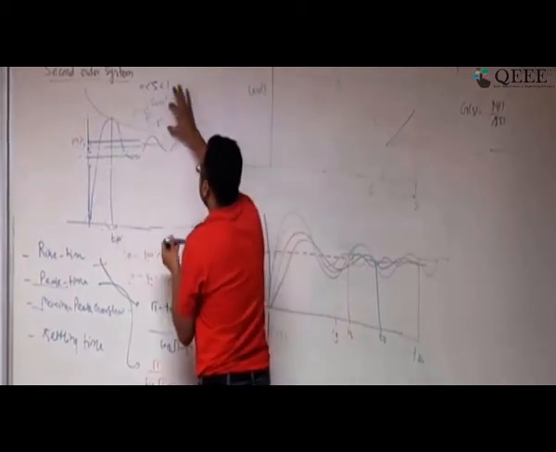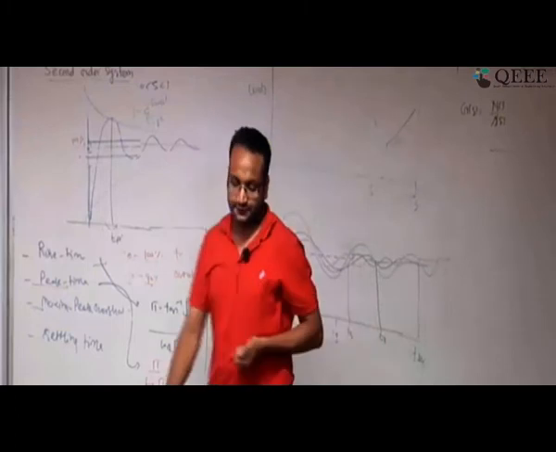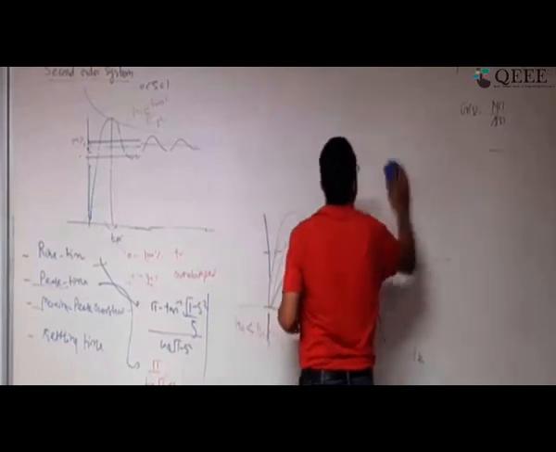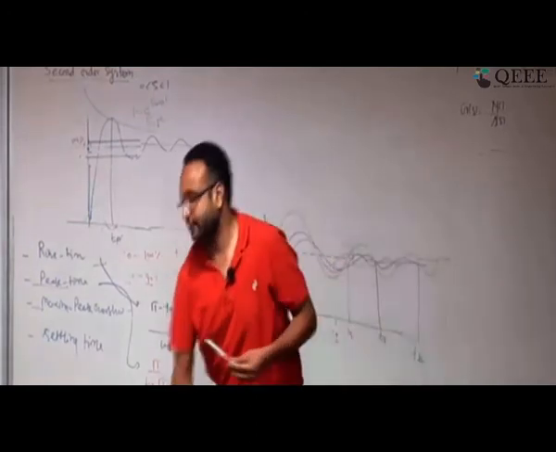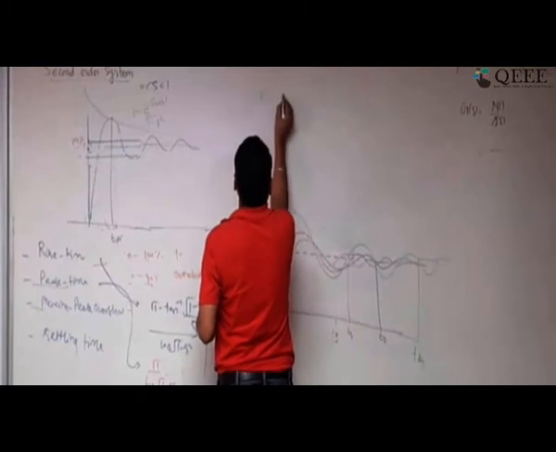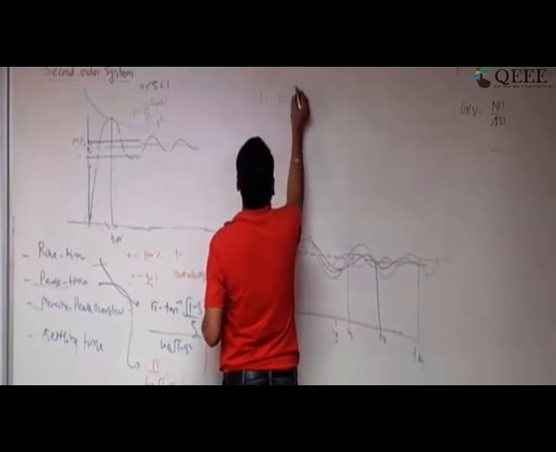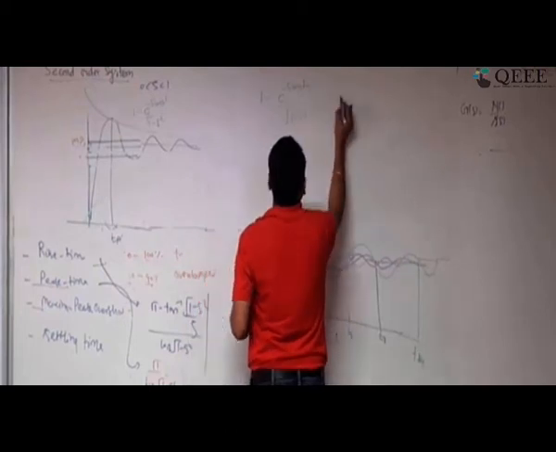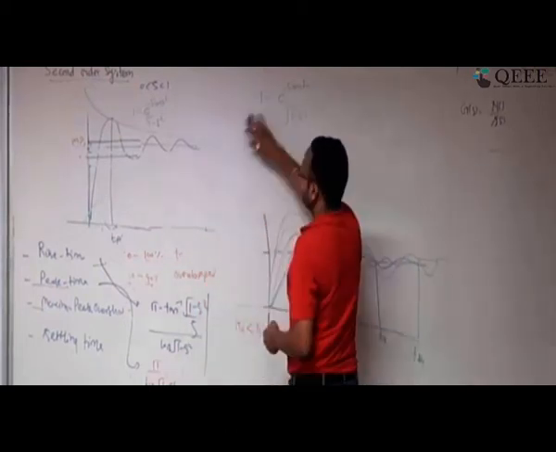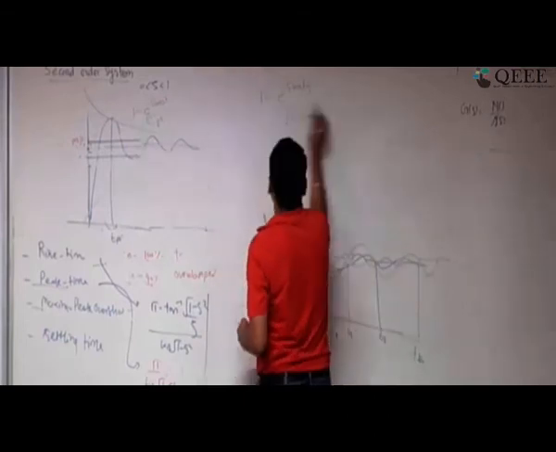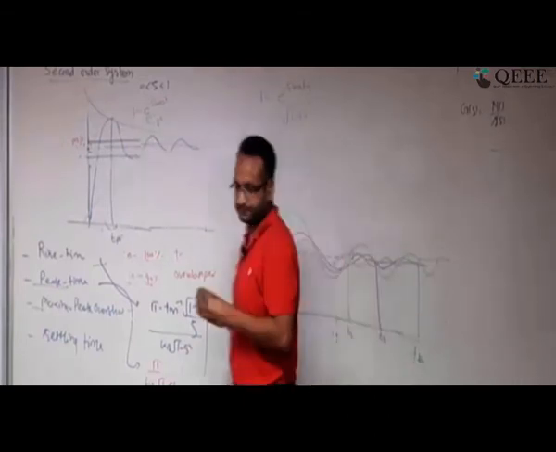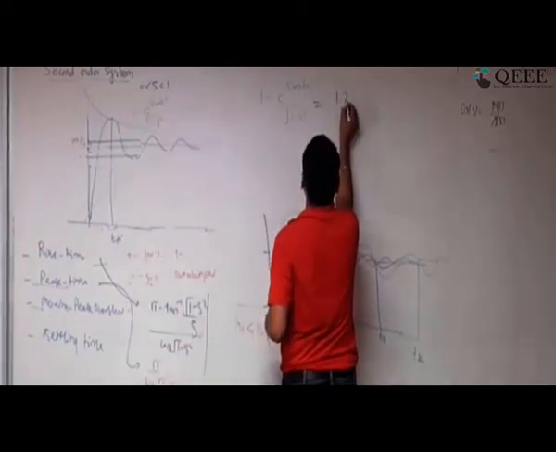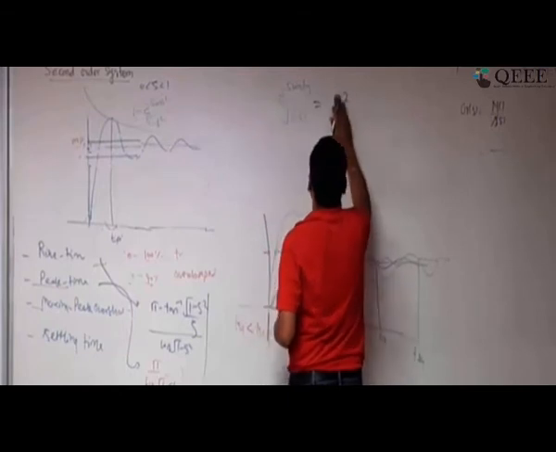Okay, so I can write the response in this manner: at what time does 1 minus e to the power minus zeta omega n Ts over 1 minus zeta square reach a 2% tolerance band? Since I am taking with respect to 1, this is going to be 1.2. So 1 will get cancelled out, and I am writing 0.2.